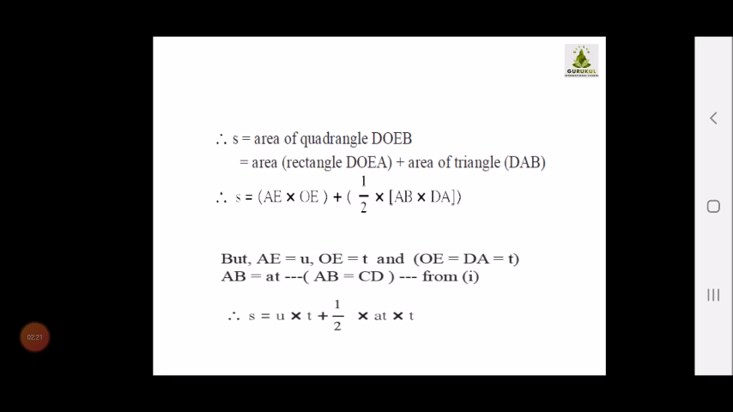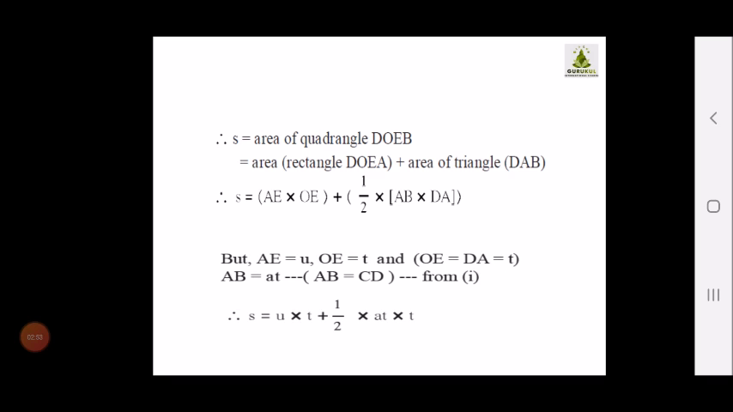The area of a rectangle, the formula you know, is L into B. So here I am going to write AE multiplied by OE. Children, you can refer to your textbook also. Simultaneously I am teaching you, so you refer to your textbook also and you will be able to understand more clearly. So S is AE multiplied by OE plus 1/2, what is the formula for the area of a triangle? Half into B into H. So here I am multiplying 1/2 into AB into DA.